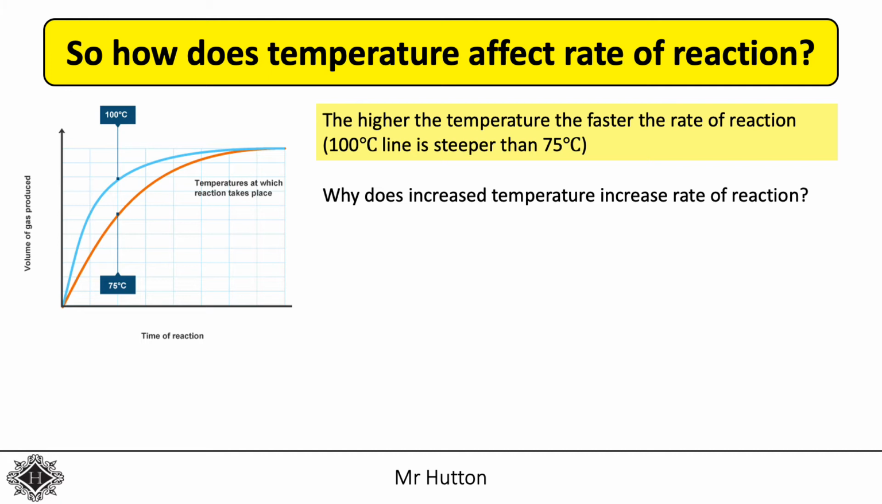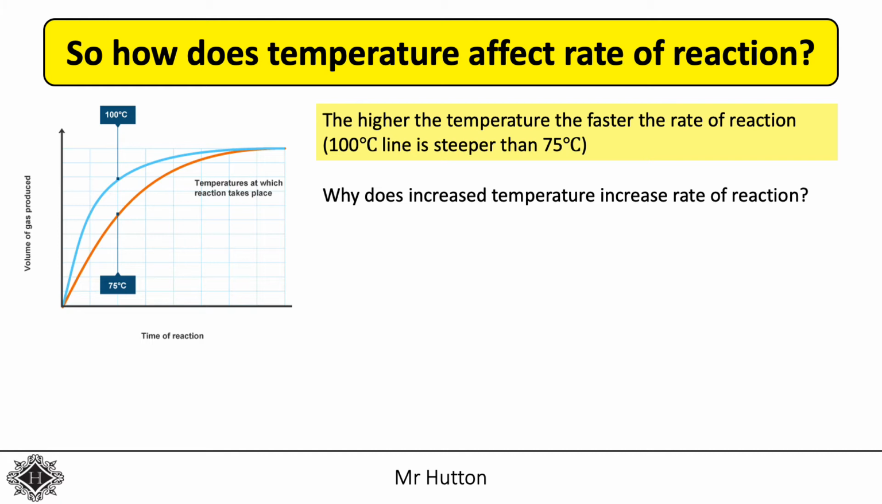Good, the higher the temperature, the faster the rate of reaction. The 100 degrees Celsius line is much steeper than the 75 degrees Celsius line. Remember, rate is represented by the gradient, and we work that out by the change in our y-axis over the change in our x-axis. But why does an increased temperature give us an increased rate of reaction?